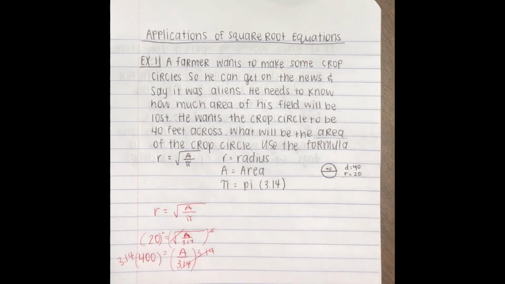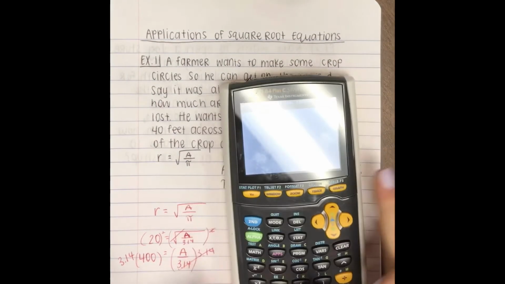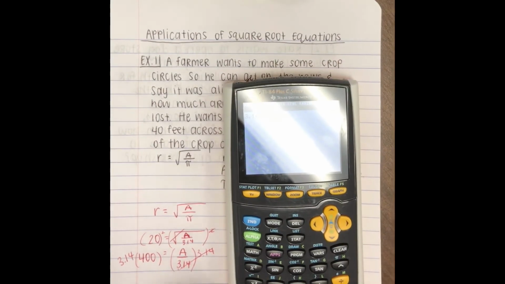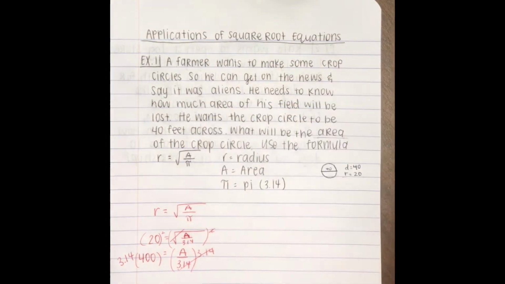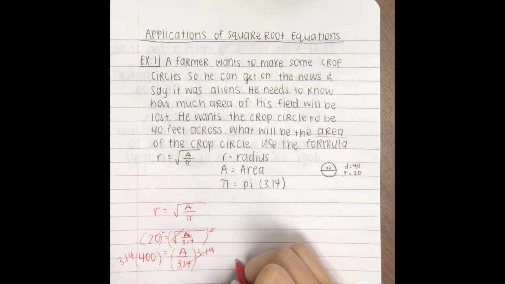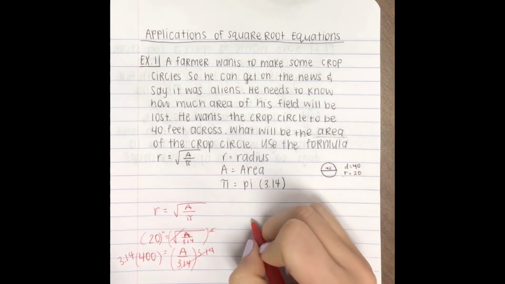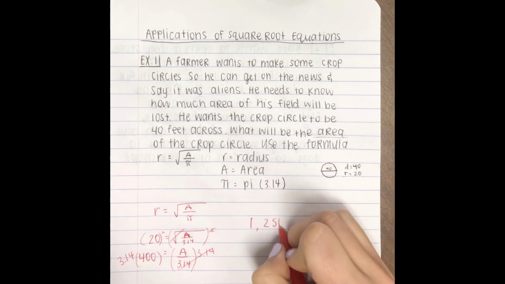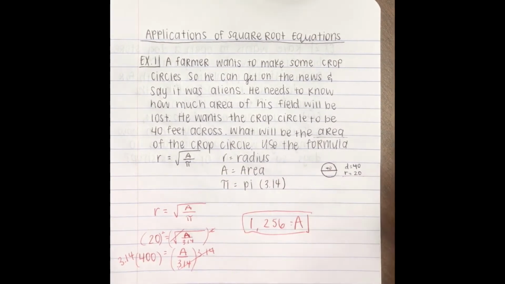These cancel out. We do 3.14 times 400, and we get 1,256. So 1,256 equals my area, and that's our answer.